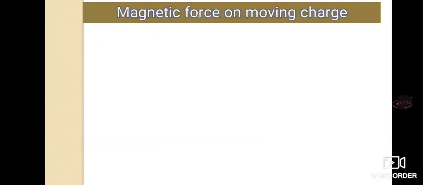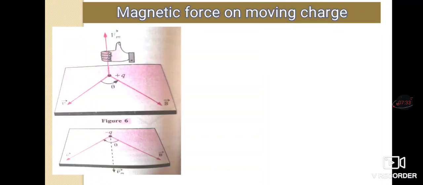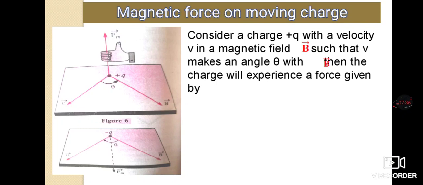Similarly, we are going to discuss the next concept, that is, the magnetic force on a moving charge. Just observe both diagrams here. For that, consider a charge plus q, a positive charge, moving with a velocity v in a magnetic field B, such that v makes an angle theta with B. Generally, the electric field force is given by F is equal to q into E.